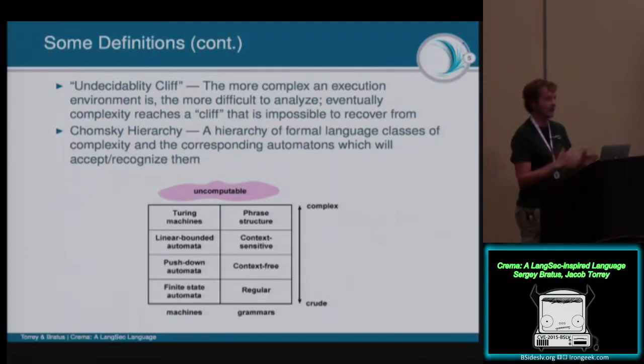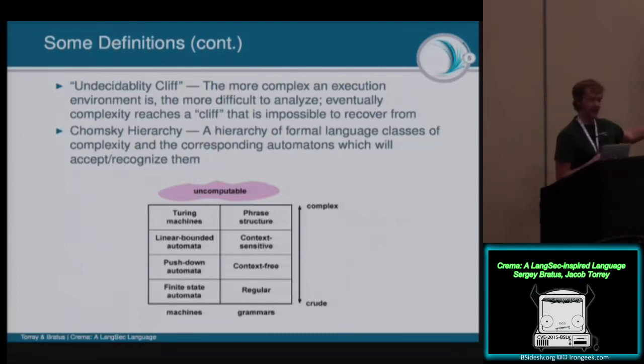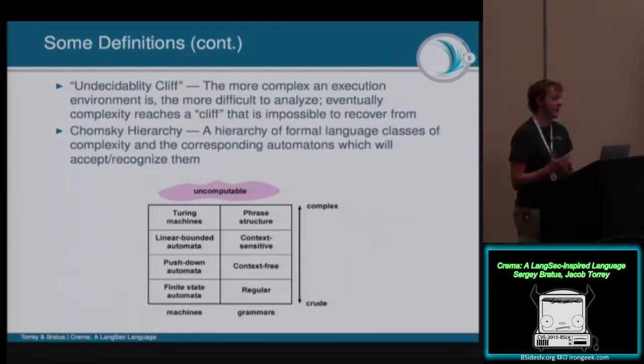This is more granularly codified in the Chomsky hierarchy, which shows formal language classes and the machines that can represent them. So you have very simple finite state automata that can recognize and accept regular languages. And then you go all the way up to context sensitive, context free, and then all the way up to uncomputable. So you'll see here that there are levels of complexity, and also machines that can accept them, and then the actual grammar class itself.